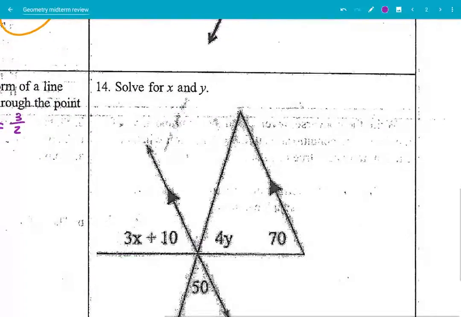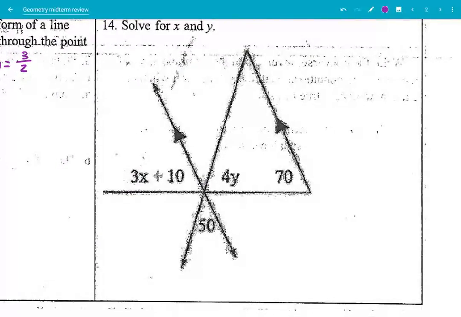All right, let's see. We're going to solve this for x and y. Oh, what is that?